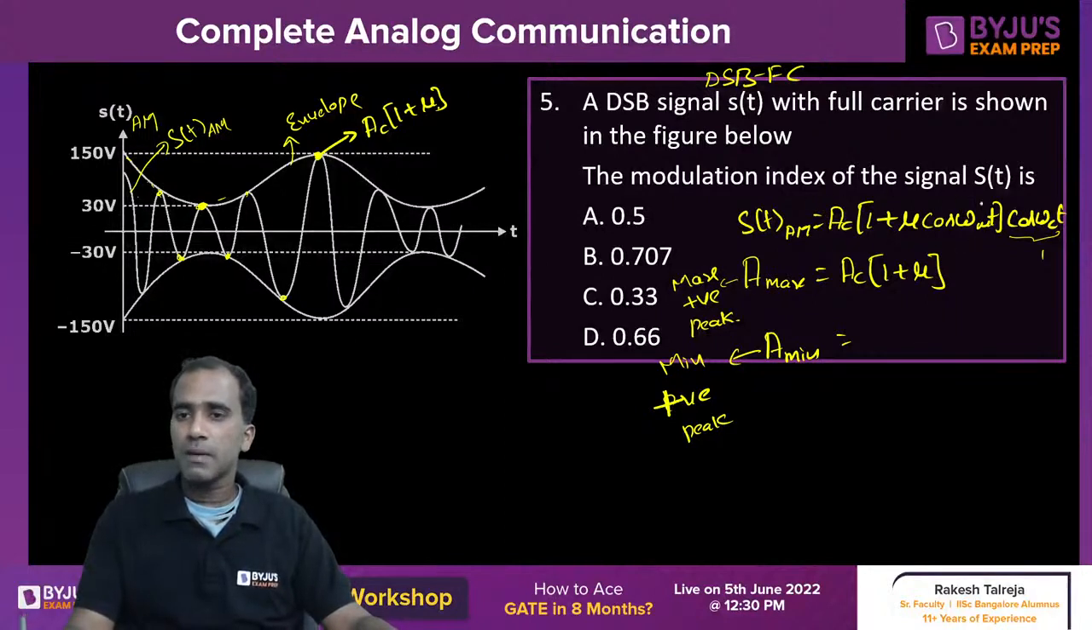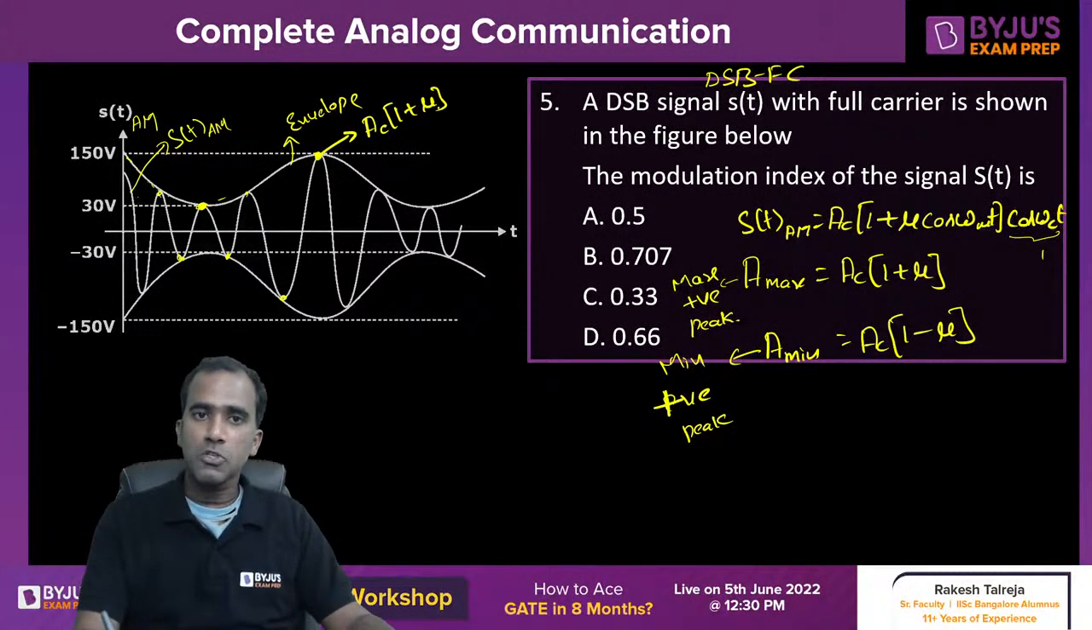And when will this part become minimum? When cos omega t takes the minimum value. And what is the minimum value of cos omega ct? The minimum value of cos omega t is minus 1. And we want positive peak, that's why it happens only when cos omega t becomes plus 1. Because we want minimum positive peak, when this part becomes minimum, that is when we get minimum positive. So maximum positive peak is AC into 1 plus mu, and minimum positive peak is AC into 1 minus mu.